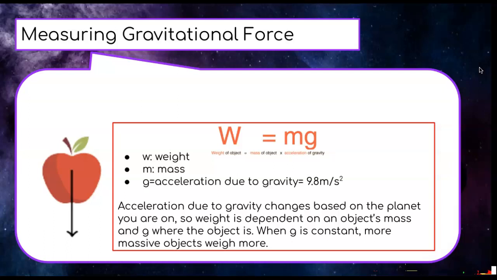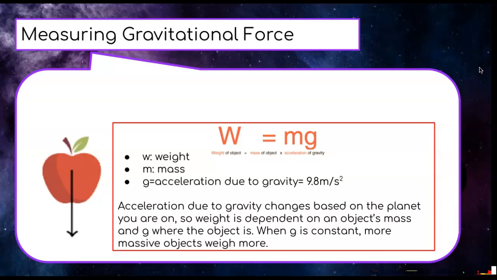M stands for the mass of the object, and g stands for something called acceleration due to gravity, which we will talk about in much more detail in the next video. Now, acceleration due to gravity can change based on the planet you are on. On Earth, there is a given acceleration due to gravity, which is equal to 9.8 meters per second squared. You'll want to memorize that number.